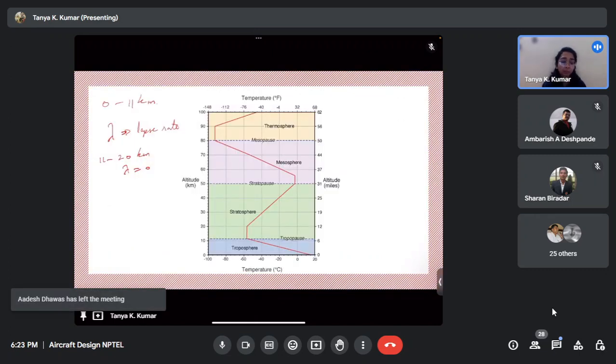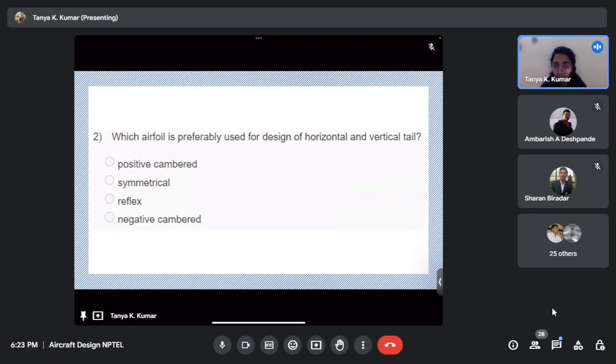Which airfoil is preferably used for design of horizontal and vertical tail? Okay, someone said symmetric. Can you try and justify your answer? Why symmetric?